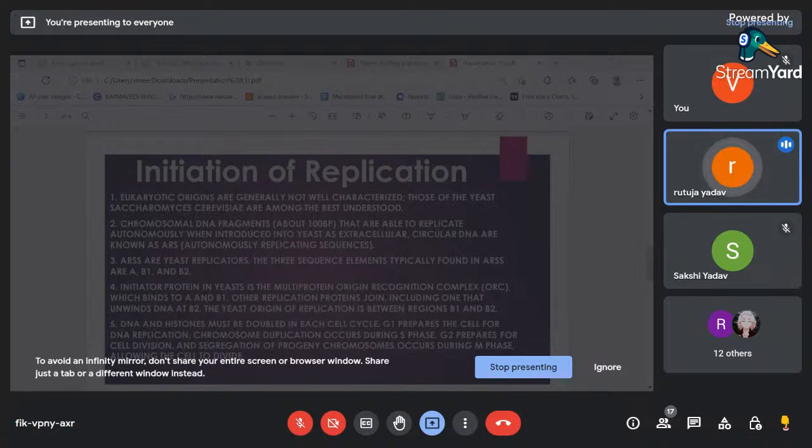DNA and histones must be doubled in each cell cycle. G1 prepares the cell for DNA replication. Chromosome duplication occurs during S phase. G2 prepares for cell division, and segregation of progeny chromosomes occurs during M phase, allowing the cell to divide.